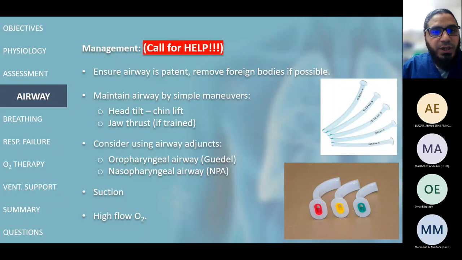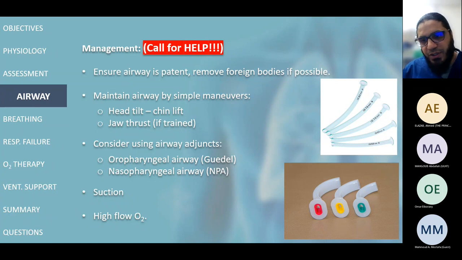The maneuvers are the head tilt and chin lift. Put one of your hands on the forehead of the patient. Slowly tilt the head, extend the neck, and lift the chin with the other hand. This movement will move the tongue forward away from the posterior wall of the nasopharynx and will open the airway. If the patient has any C-spine injury, you can use the jaw thrust if you are trained to do so. And I'm sure that everybody has seen these in the ALS courses.